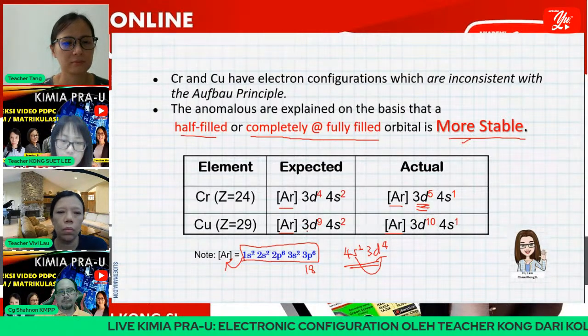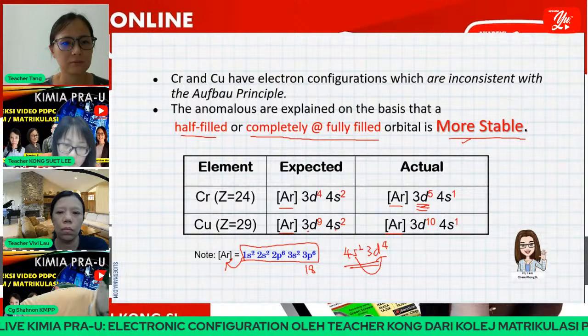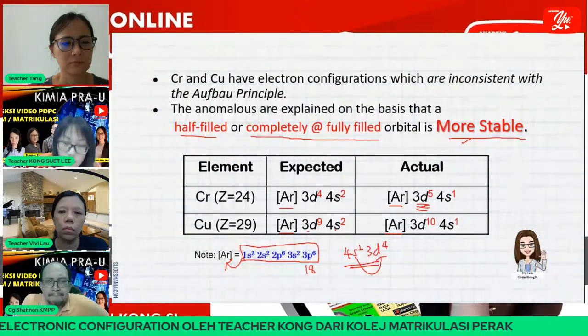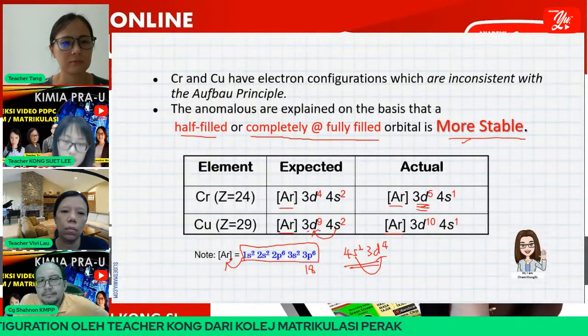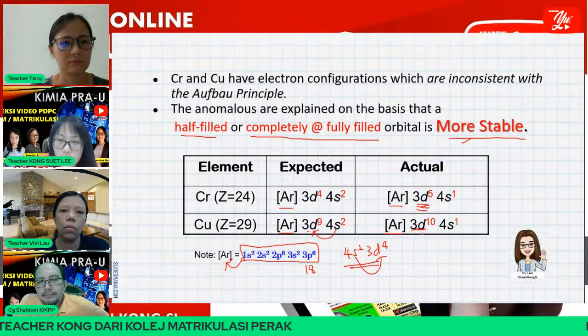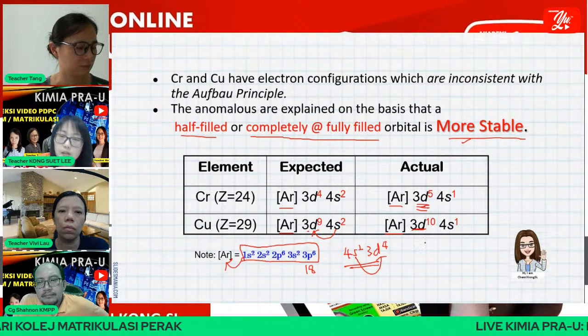Same concept for this case. One of the electrons from the 4s orbital will transfer to the 3d orbital in order to achieve 3d10, which is the fully filled or completely filled orbital, which is more stable.